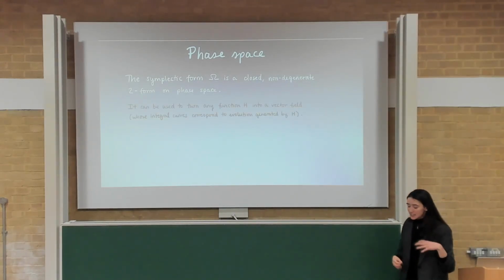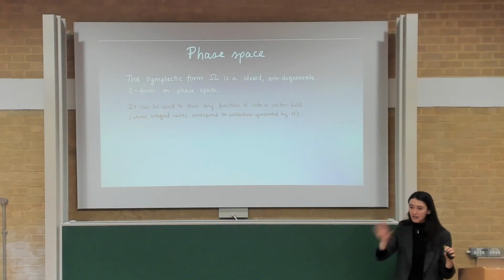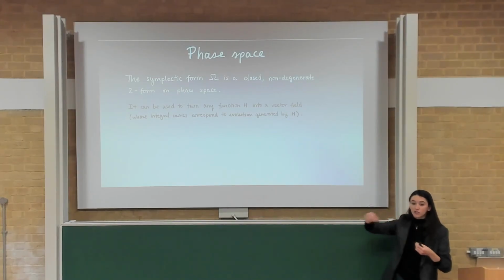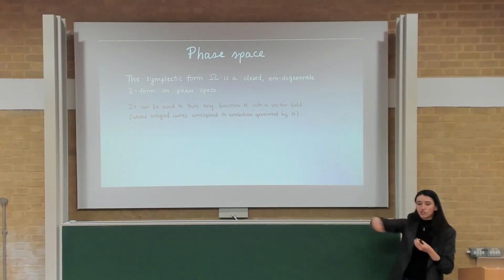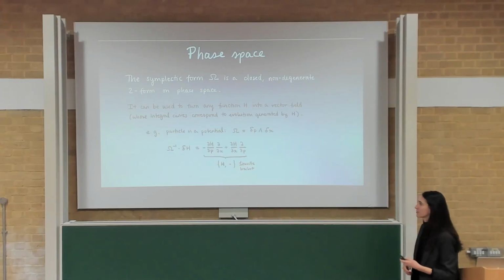And to give you some intuition, this form is important because we can use it formally to turn any scalar function into a vector field whose integral curves tell you how to evolve by evolution generated by the scalar function. For example, the Hamiltonian H.